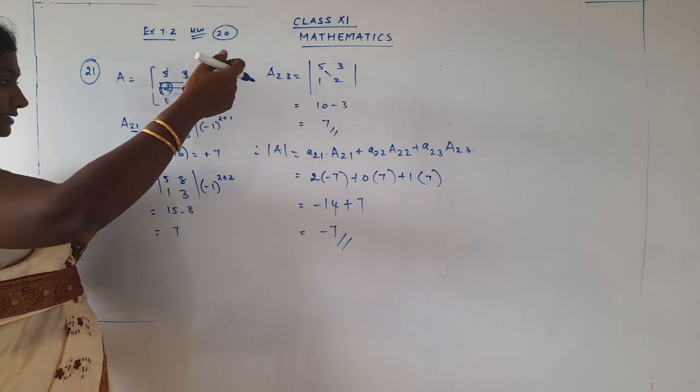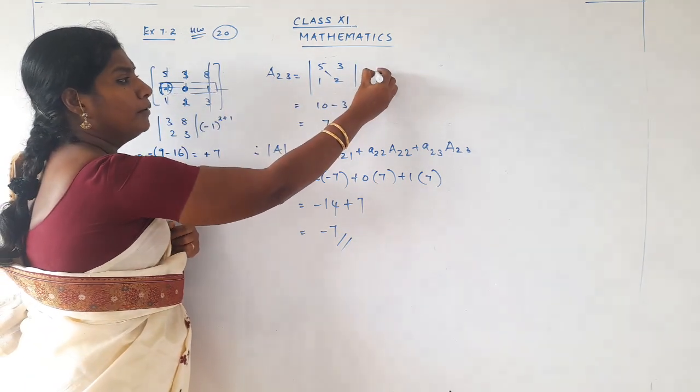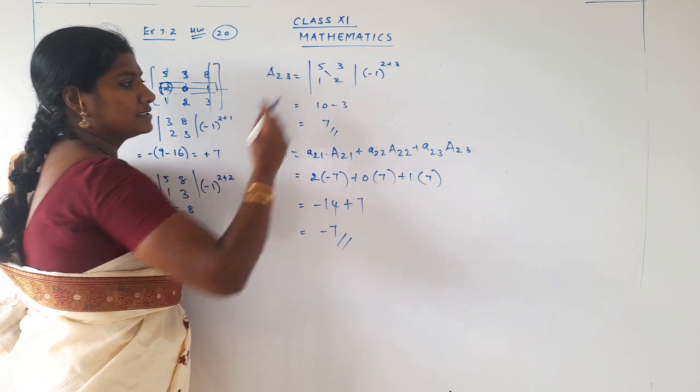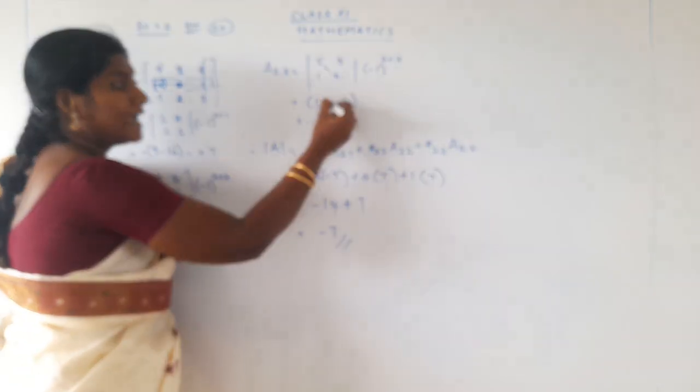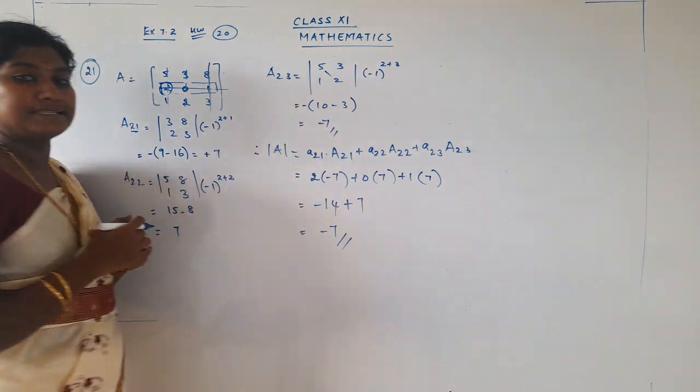Now coming to 2 plus 3. So what do I get here? Into minus 1 the whole raised to 2 plus 3. So 2 plus 3 means 5. That means I have to include a minus here. So this becomes minus 7.